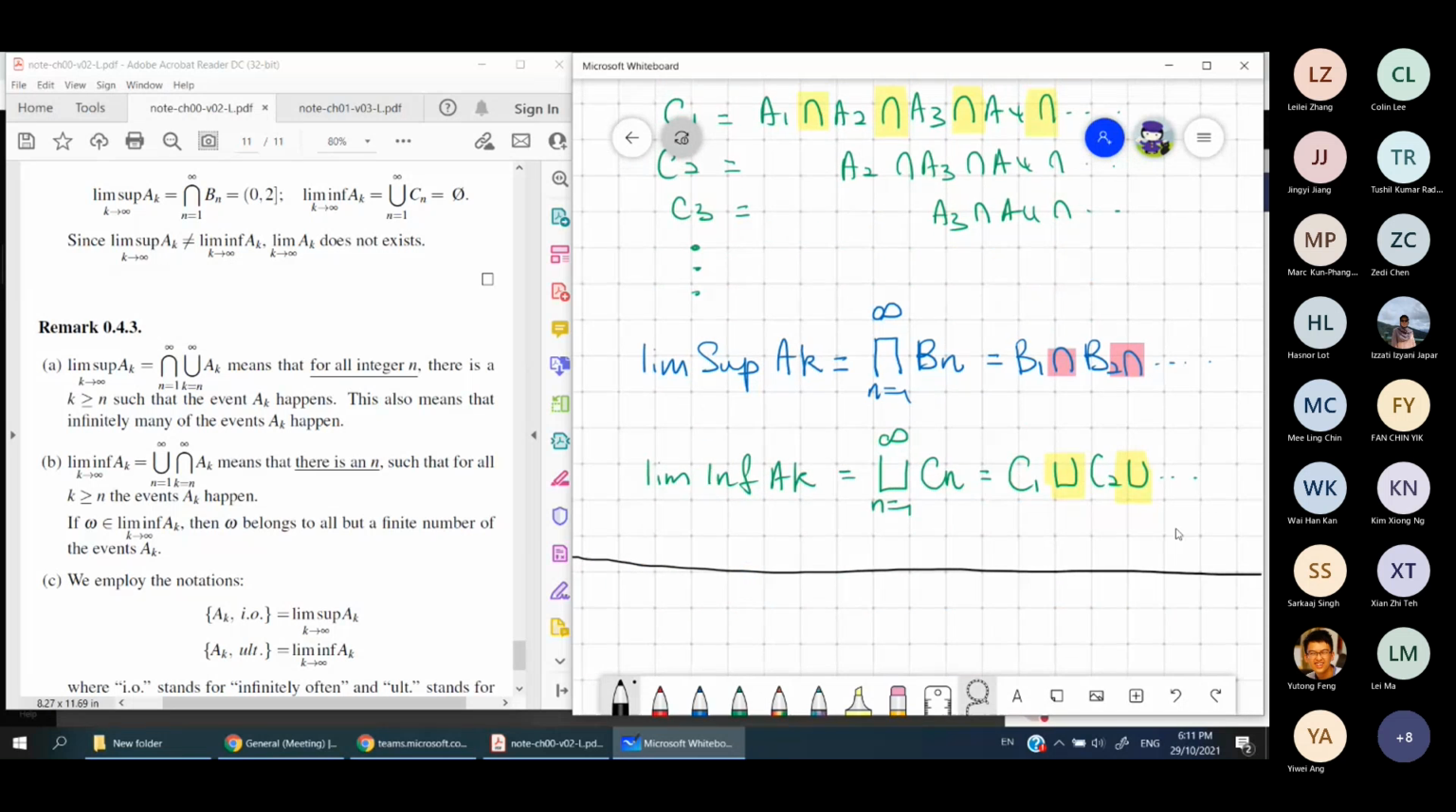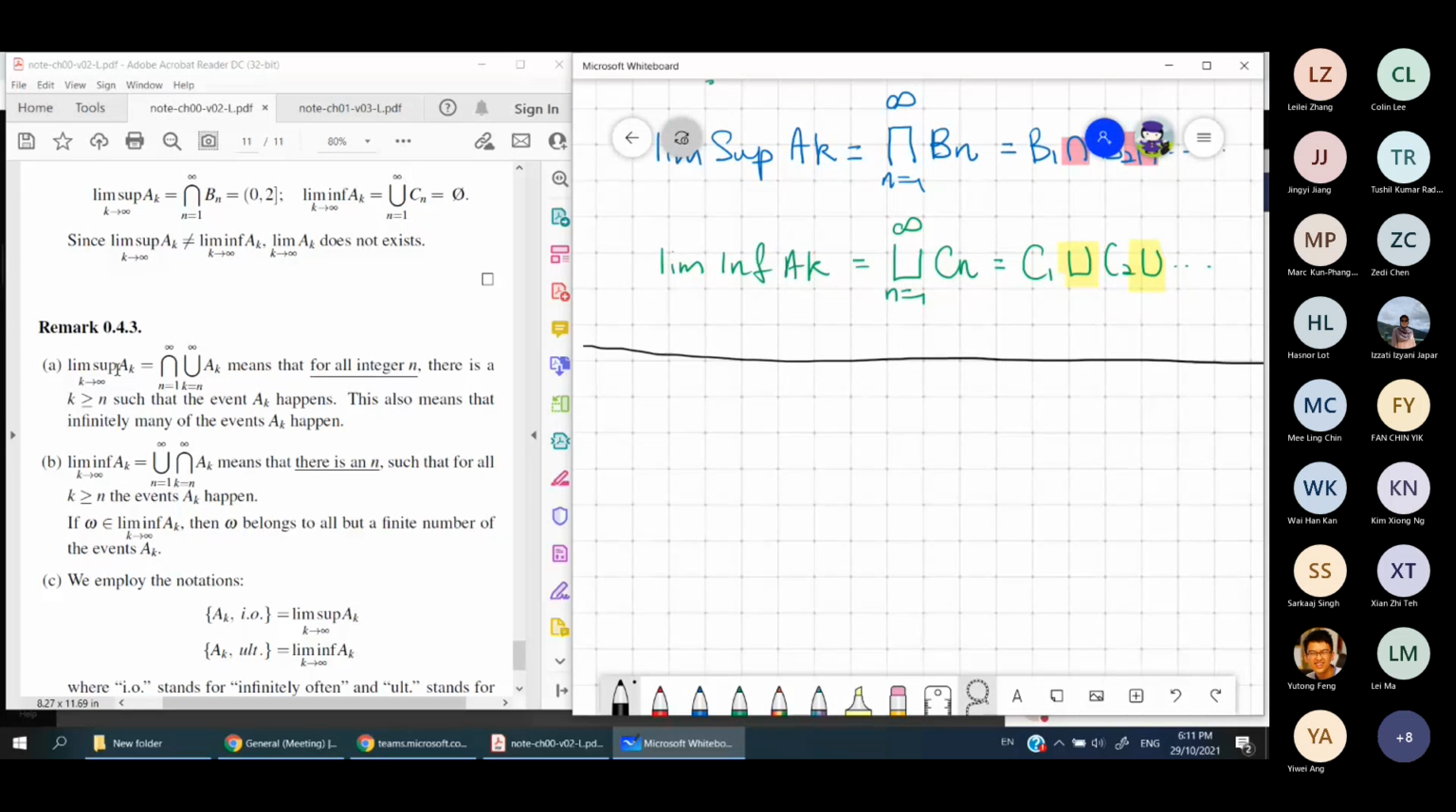Alternatively, we can refer to here. What's the meaning of this limit supremum of AK? It means that for all integers N, there exists a K larger than N such that the event AK happens. In the terminology of probability, we say this is infinitely often. So we can use the language of set theory.